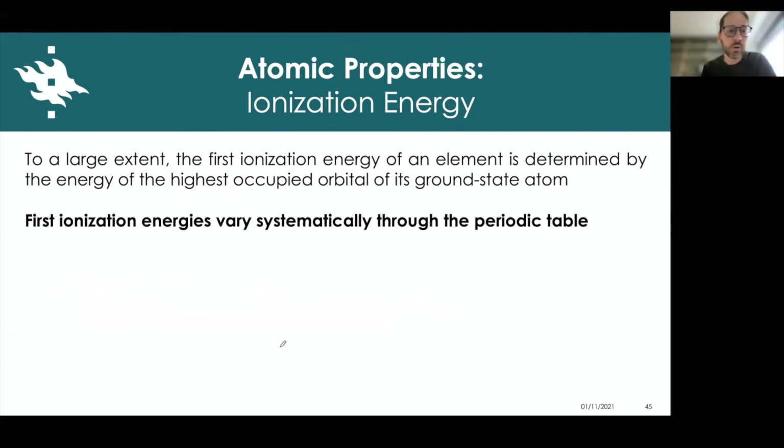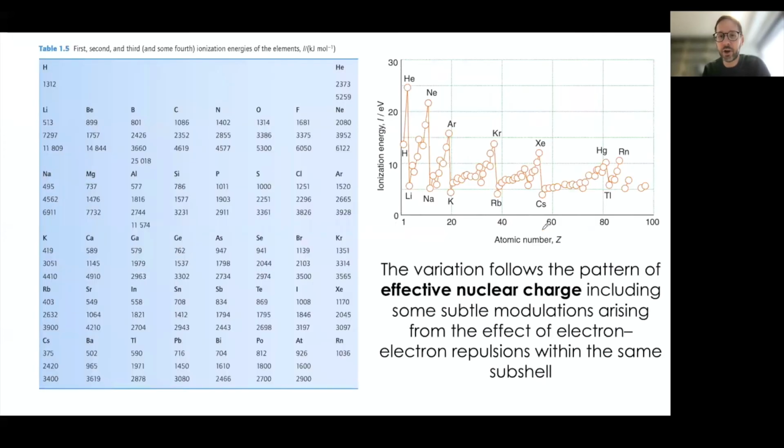All right, so to a large extent, the first ionization energy of an element is determined by the energy of the highest occupied orbital of its ground state atom. So the ionization energy will be influenced or determined by the energy of the outermost occupied orbital, or the energy this electron occupies. Therefore, the first ionization energies vary systematically through the periodic table.